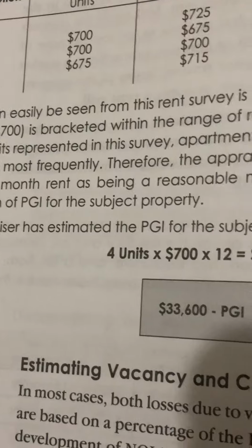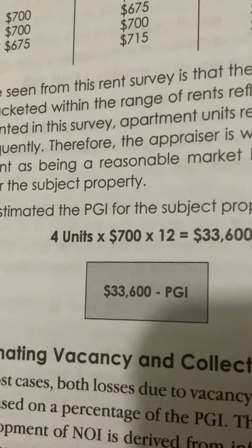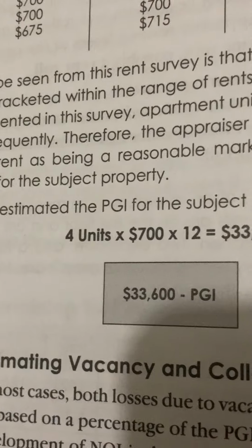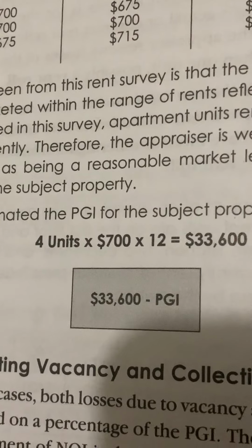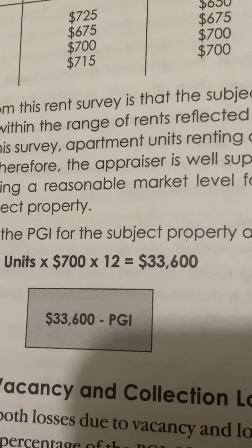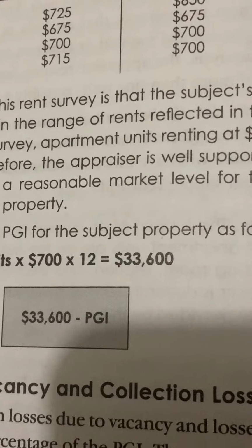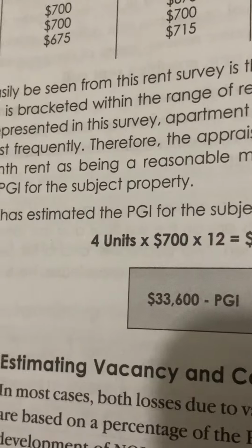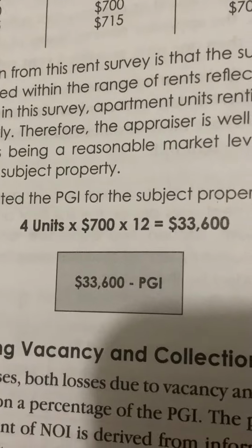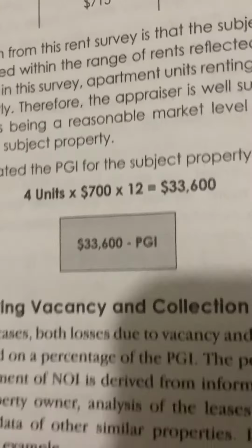The appraiser has estimated the potential gross income for the subject property as follows. Here's a formula. 4 units multiplied by $700 multiplied by 12 months equals $33,600. That's the PGI. $33,600 is potential gross income.